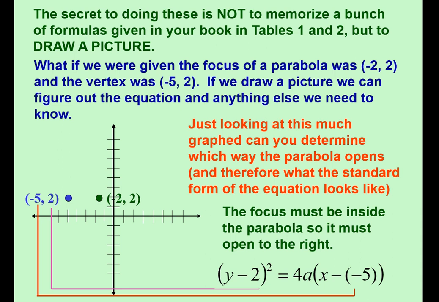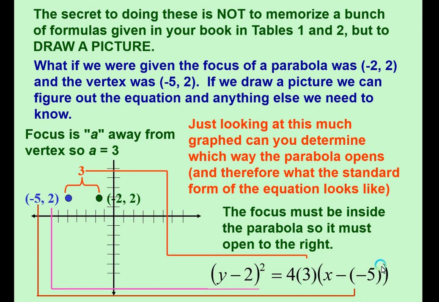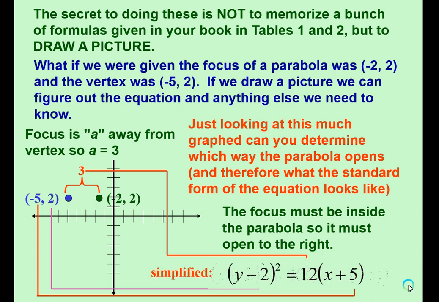So the focus is a units away from the vertex. Kinahanglan ta ni isipon. So that will be 1, 2, 3. That is 3 units. Therefore, imo nga a is equal to 3. So kung i-substitute niya ang ato nga 3 sa aton equation, we have y minus 2 squared is equal to 4a times x minus negative 5. Simplifying our equation, that will be y minus 2 squared is equal to 4 times 3 times x minus negative 5. So simplifying, we will have y minus 2 squared is equal to 12 times x plus 5.